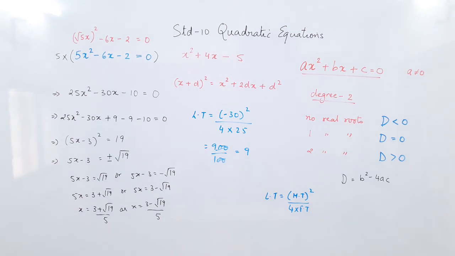So you have to practice two types of sums today. One is splitting the middle term and the second one is completing the square method. So try out a few sums and see if it works. If it does not, then you can always ask me your doubts.